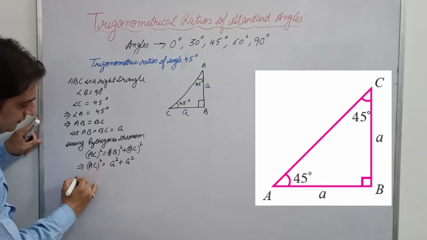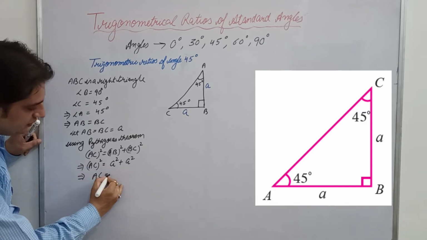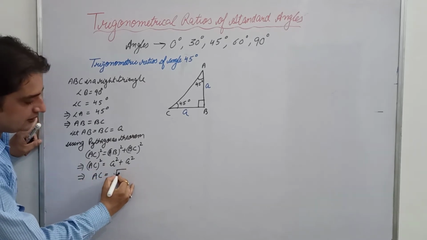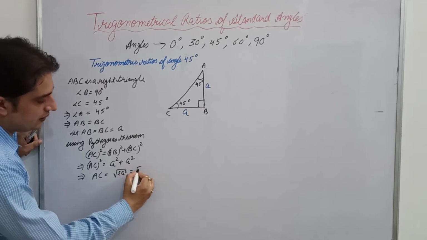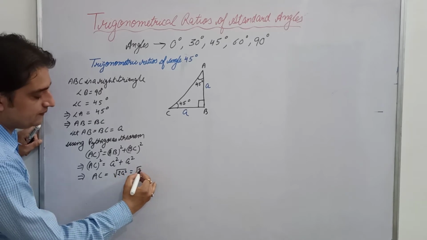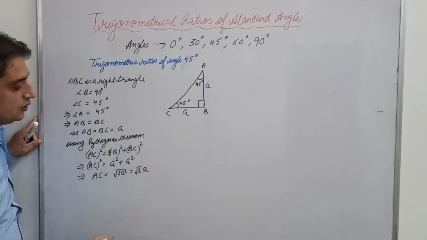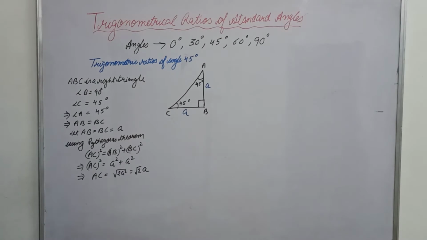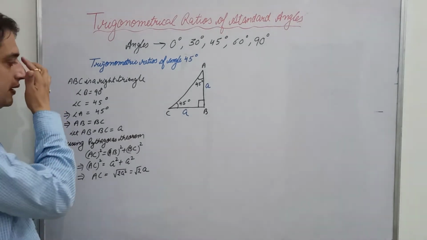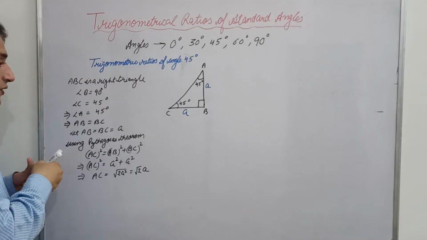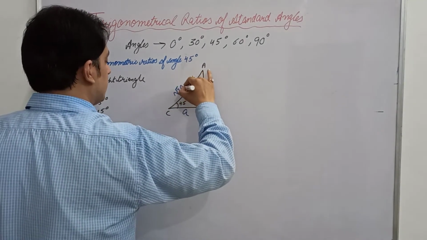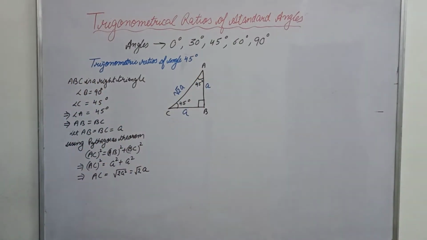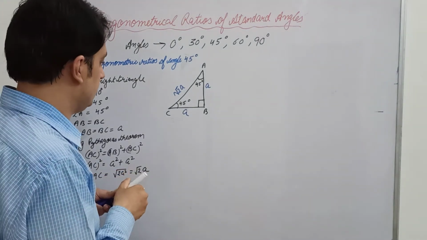So you can find the value of AC, that is the square root of A square plus A square, that is 2A square. Root 2 is written as it is, and the square root of A square will be A. So this is the length of the third side, the hypotenuse of the right angle triangle ABC, that is root 2 into A. So the three sides are known. Now you can easily find the values of trigonometric ratios for angle 45 degree, right?